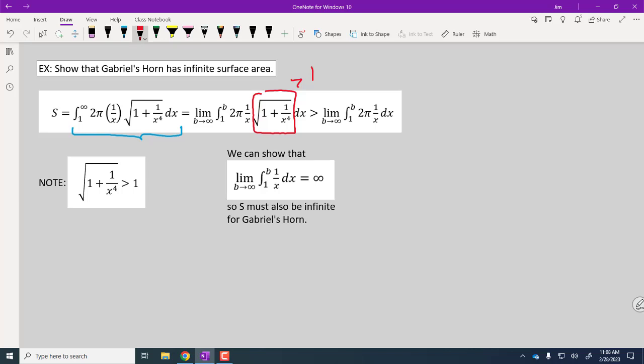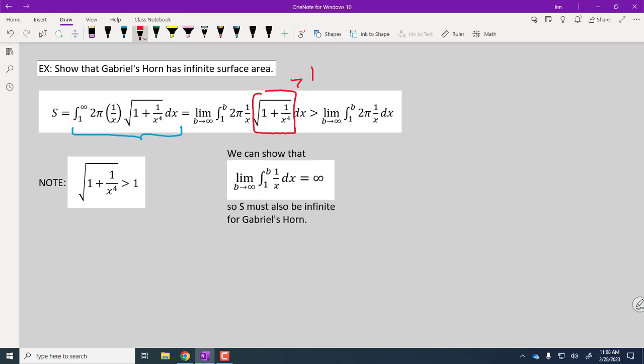So that means if that's bigger than 1 and we take it away, this integral here has to be bigger than this. If we take something away that's bigger than 1, what's remaining, this whole thing has to be bigger than this. Do we agree?